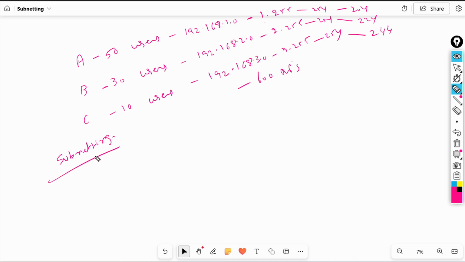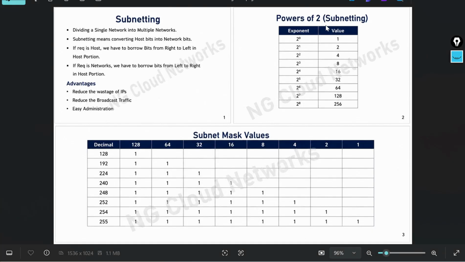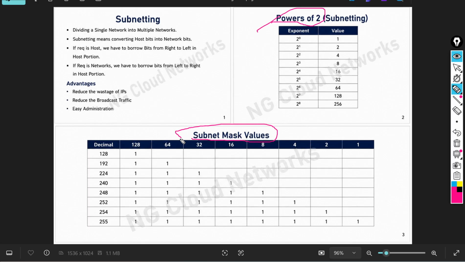But if you want to do subnetting quickly, we should know these two tables. This table is very, very important, and this table is also very, very important. So here 2 power of 0 equals 1, 2 power of 1 equals 2, 2 power of 2 equals 4, 2 power of 3 equals 8, 2 power of 4 equals 16, 2 power of 5 equals 32, 2 power of 6 equals 64, 2 power of 7 equals 128, 2 power of 8 equals 256. You should remember this.